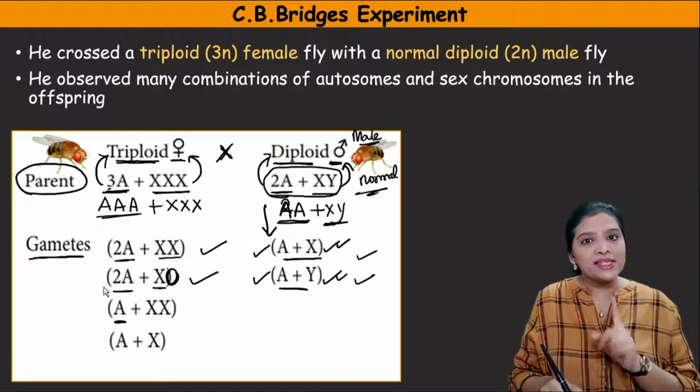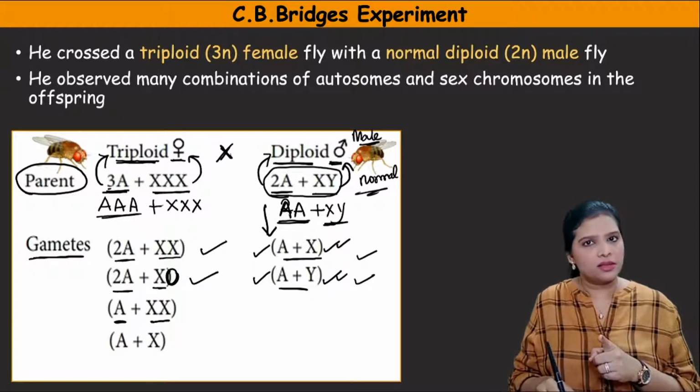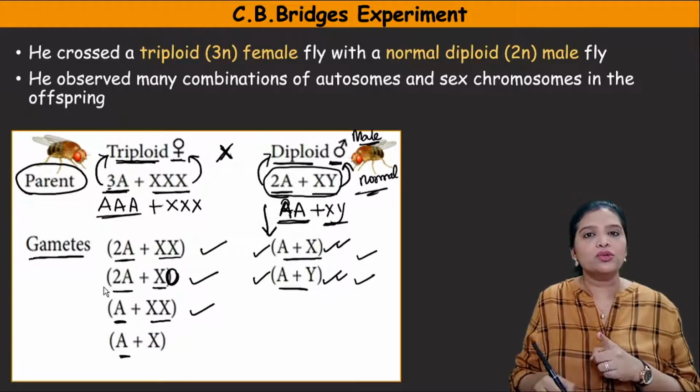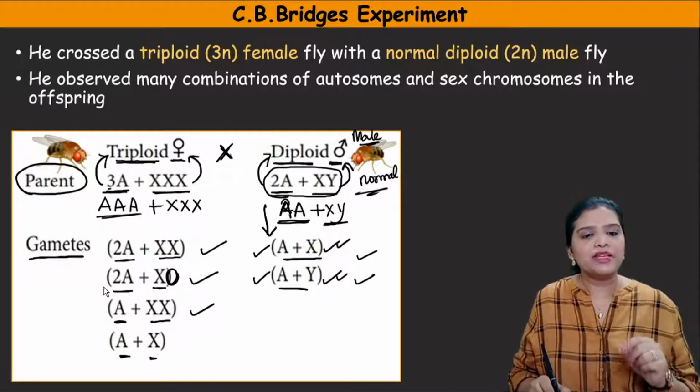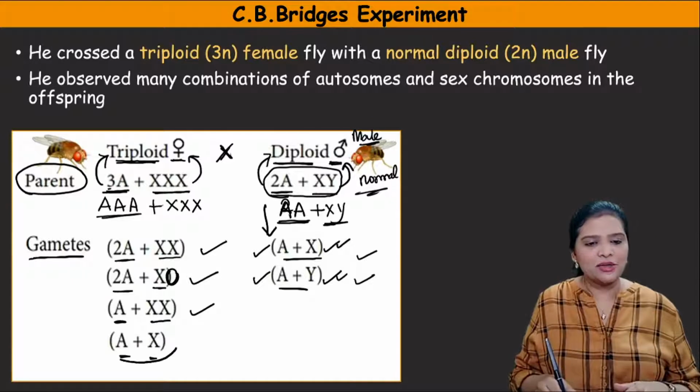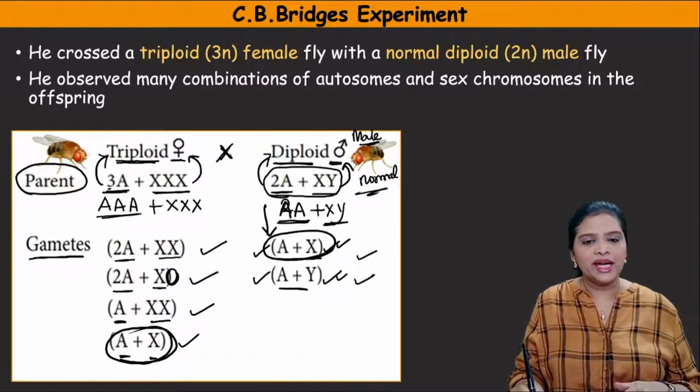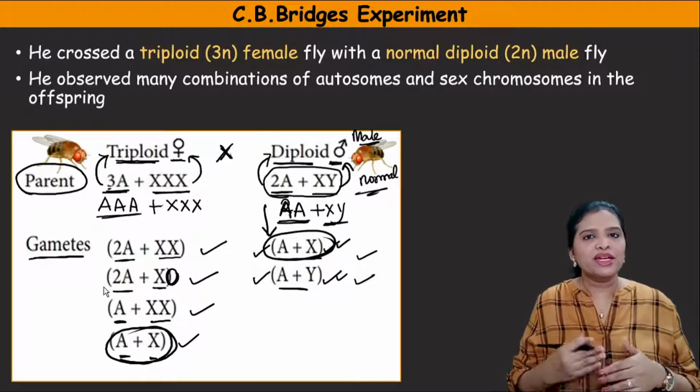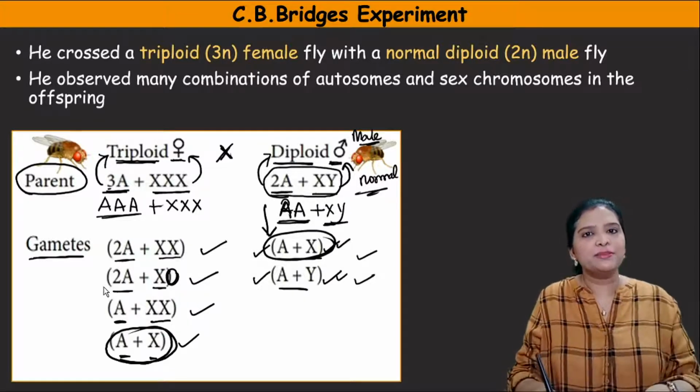And 1 set of autosomes will be present with 2 X chromosomes, or 1 set of autosomes and 1 sex chromosome will be present. See here, which is the normal gamete? This is the normal gamete here, like this one. Understand? So these are the 4 different types of gametes produced by this triploid female.